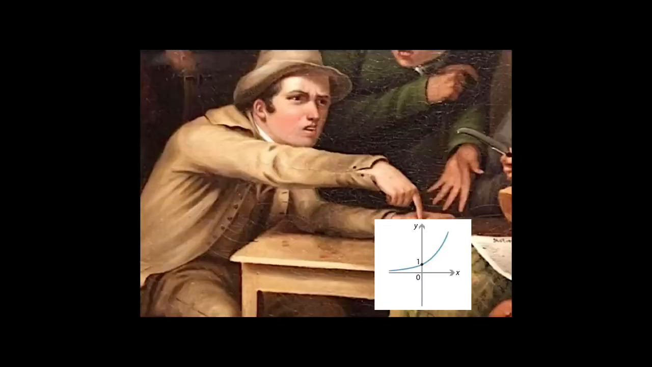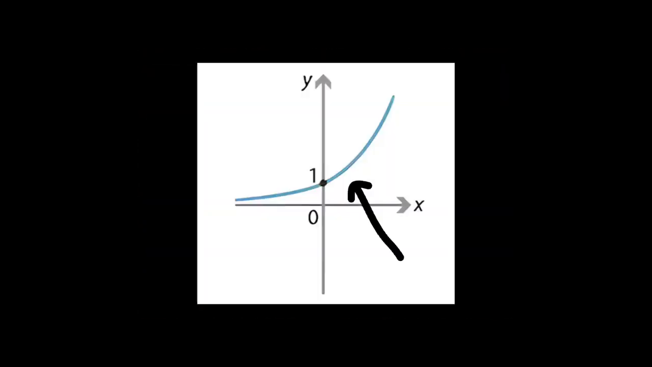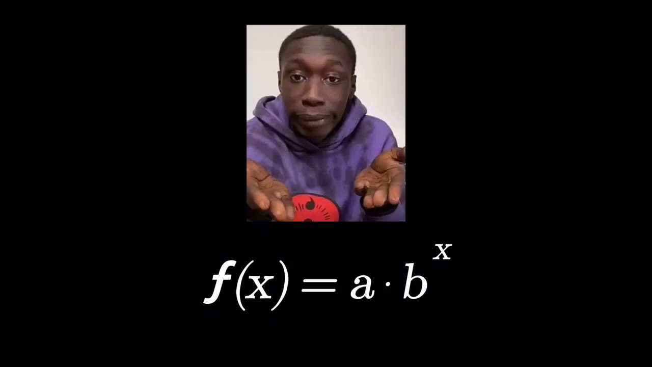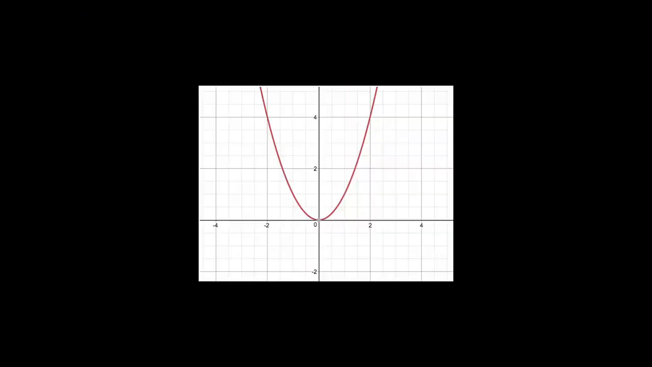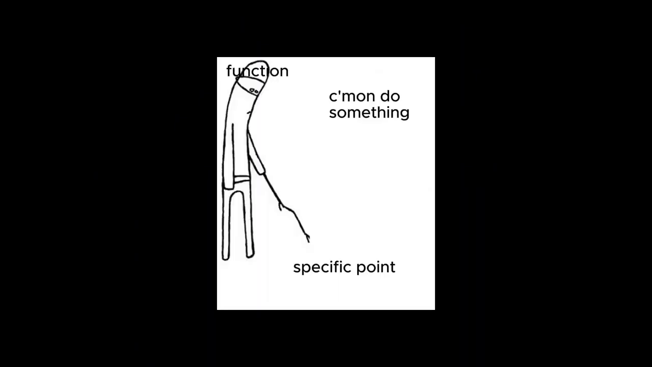Okay, but this graph, doesn't it also have a turning point right there? No, that is an exponential function, which, as you know, grows or declines exponentially, meaning it won't at any point turn around. Speaking of points, limits describe the behavior of a function as it approaches a specific point.